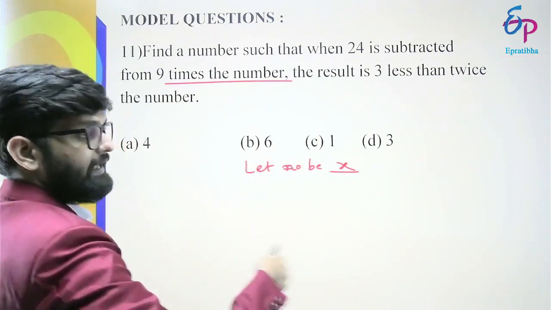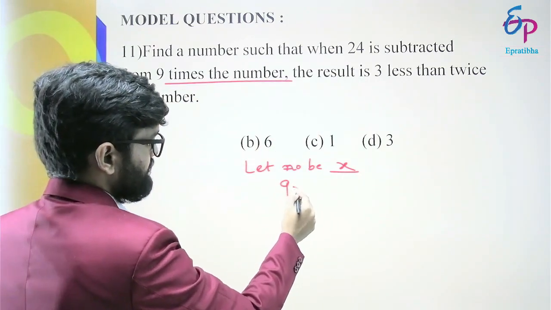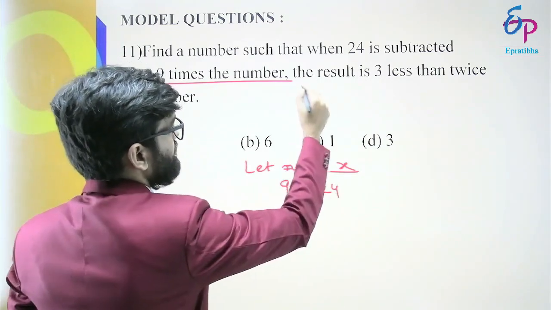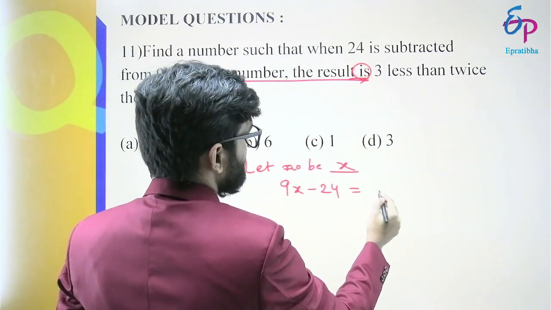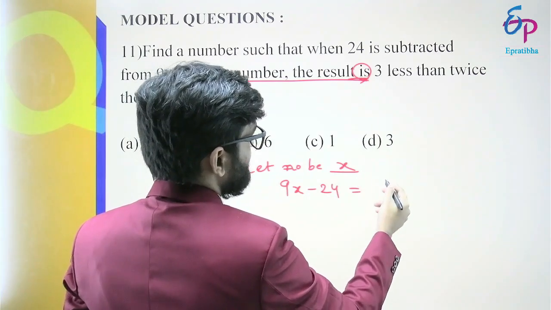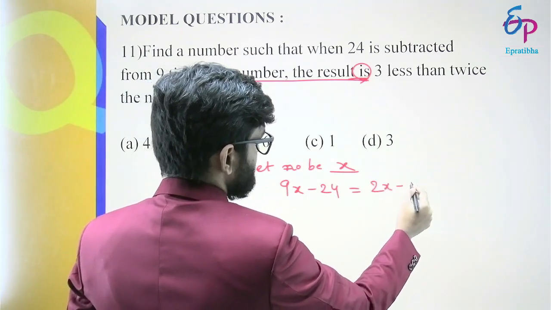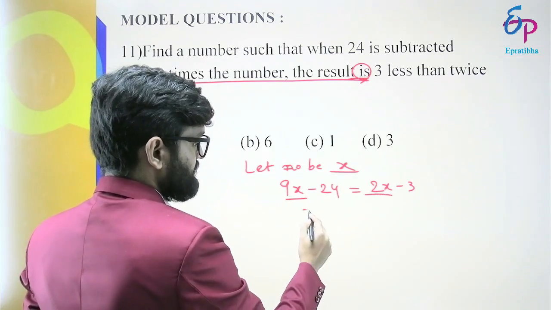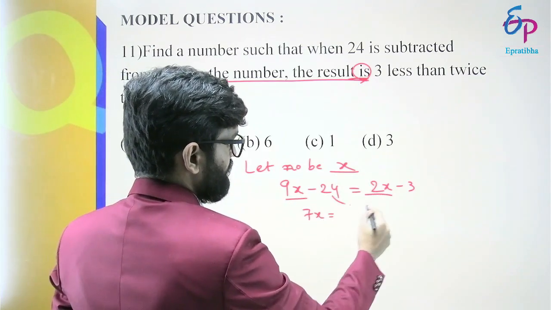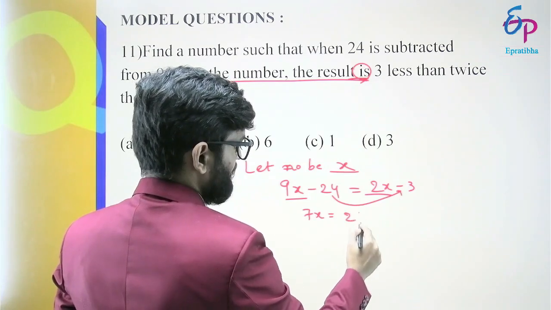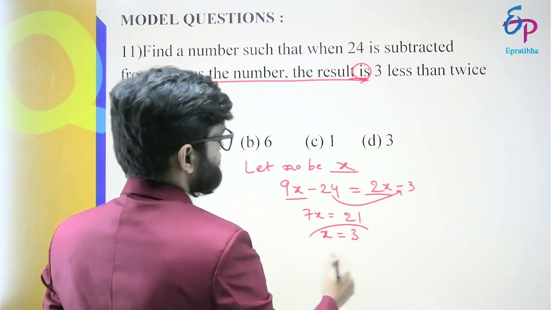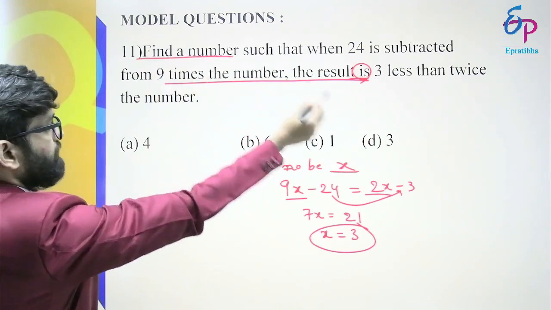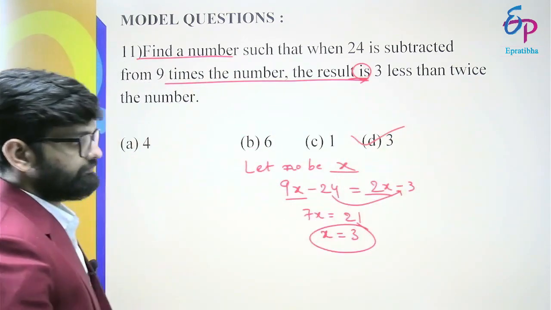If number is x, 9 times will be how much? 9x. If 24 is subtracted from that one, then the result is equal to 3 less than twice that number. Twice means 2x, 3 less than means 2x minus 3. So 9x minus 2x, it is 7x, is equal to 24 minus 3, it is 21. So x is equal to how much I got? X is equal to 3. What they are asking us to find out? Find a number. That means x value should be 3.